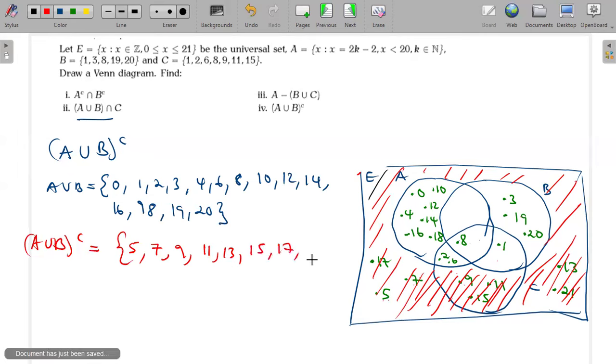17, and then we have 21. Okay, so this here is what I would get. So this is how I would list out my set. All right, let's move on to looking at another concept here.